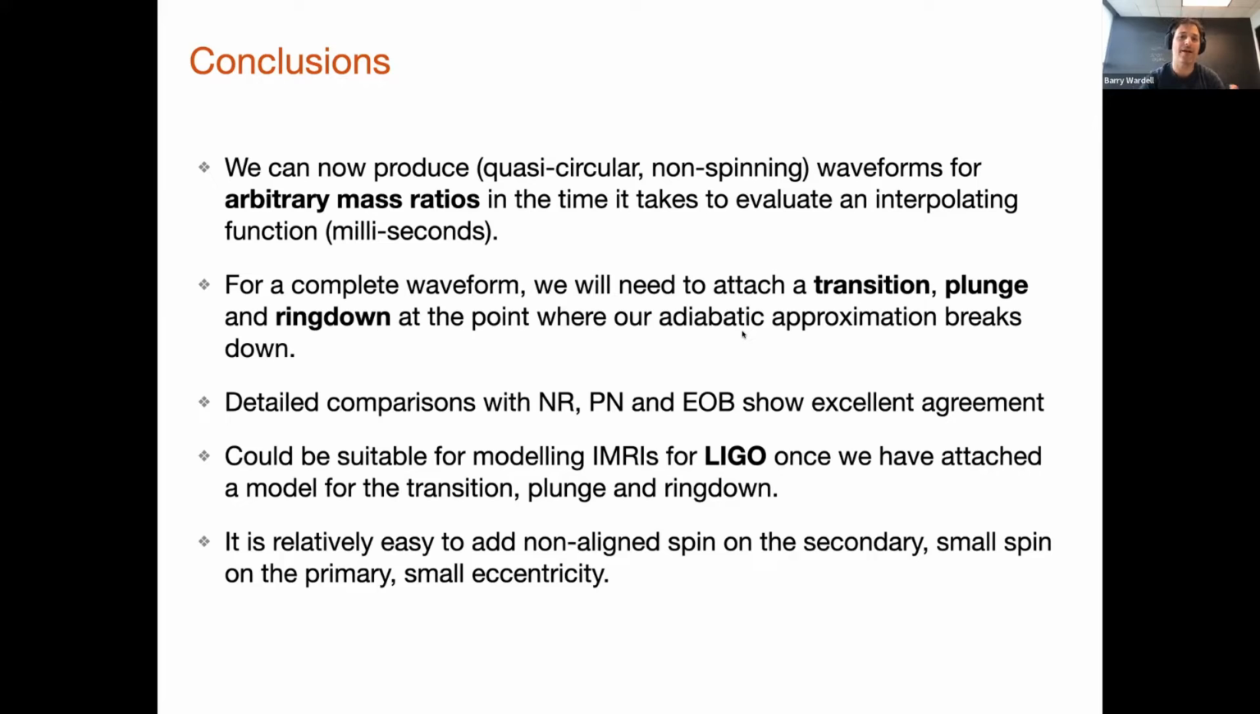For the complete waveform, we need to add on something to deal with the transition, plunge, merger, and ring down. We've done some very detailed comparisons with numerical relativity, post-Newtonian and EOB, and shown very good agreement, and actually also started to quantify the disagreement. It's possible that this could also be suitable for LIGO, in addition to being really a great way to do EMRIs. And it's relatively easy to add effects in this model. So like non-aligned spin, secondary spin, small eccentricity, things like that are fairly easy.